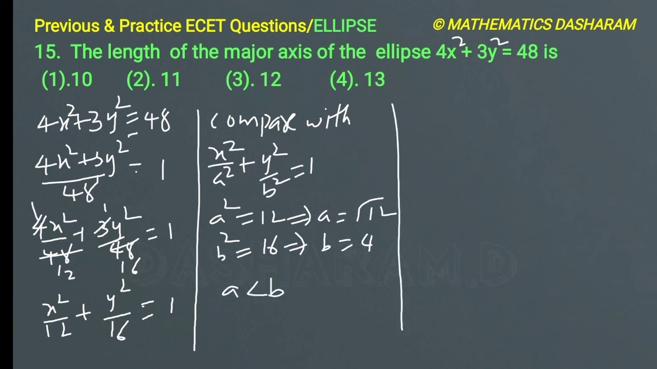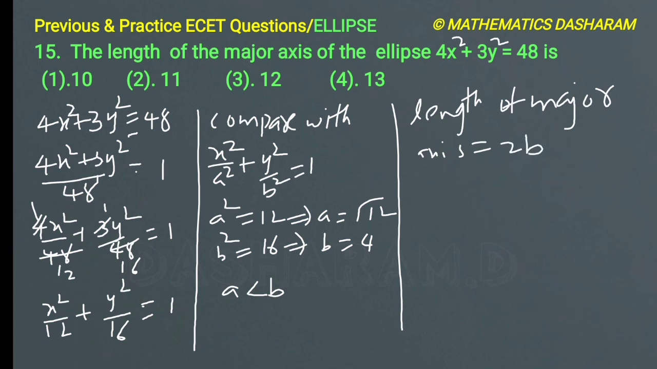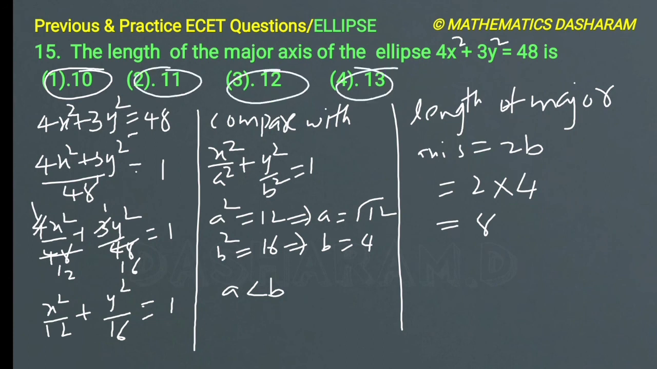So then the length of the major axis, the formula is 2 into b. So 2 into b value, 4, 2 fours are 8. But options are wrong. Okay, so the length of the major axis is 8.